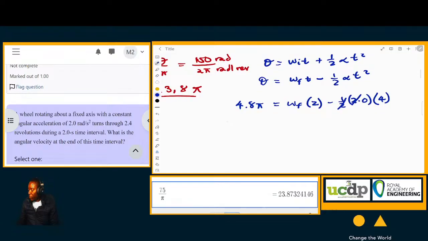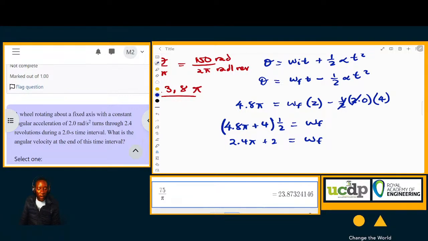So that means we've got (4.8π + 4) divided by 2 is equal to our final velocity. Which means we've got 2.4π + 2 being the final velocity. So we evaluate that again.